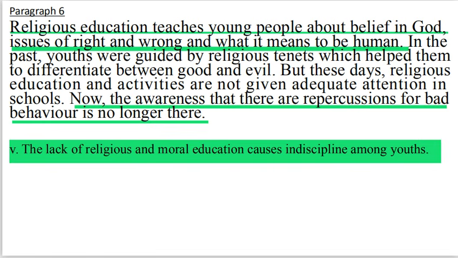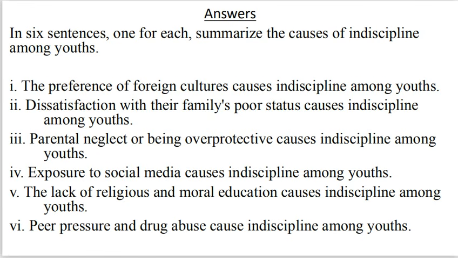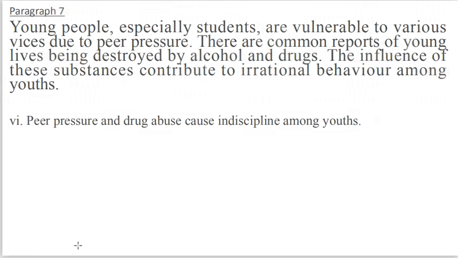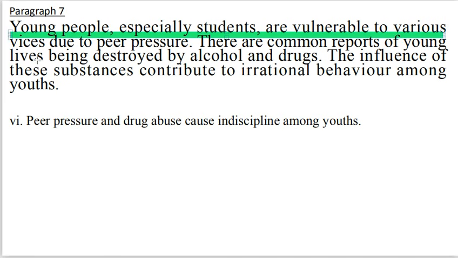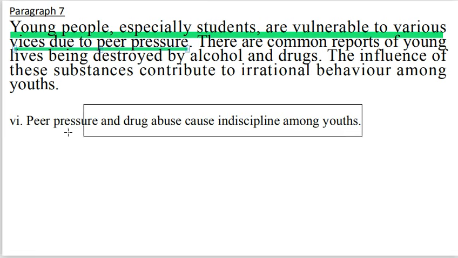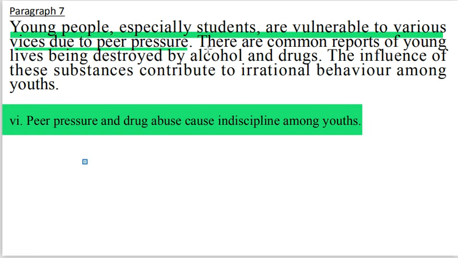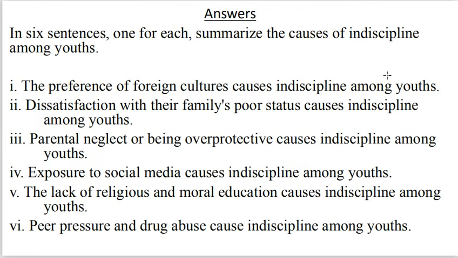Now, the last sentence can be found in the 7th paragraph. Young people, especially students, are vulnerable to various vices due to peer pressure. That's why we talked about peer pressure and a drug. There are common reports of young lives being destroyed by alcohol and drugs. This also contributes to indiscipline among youth. So this is how to answer a question on summary passage. This is the first method.